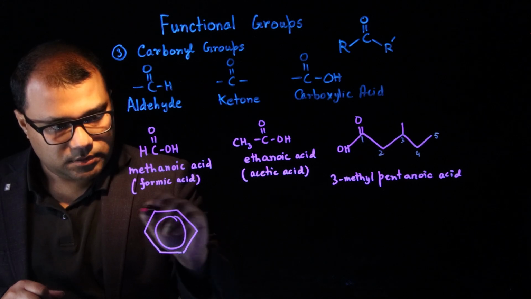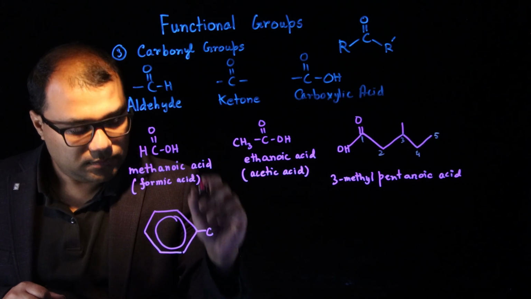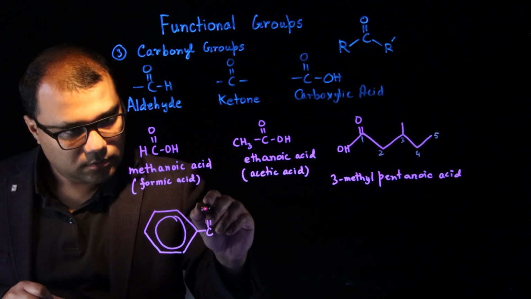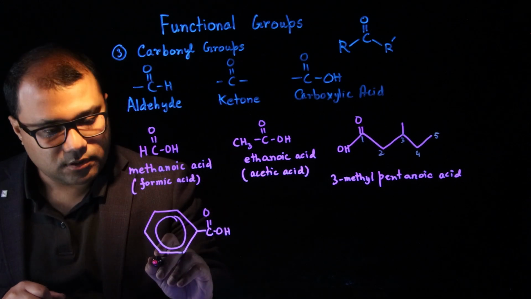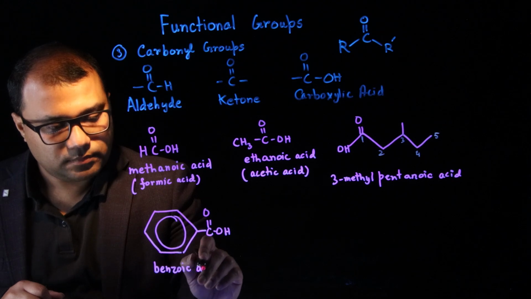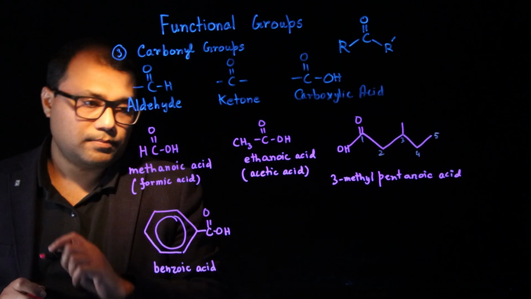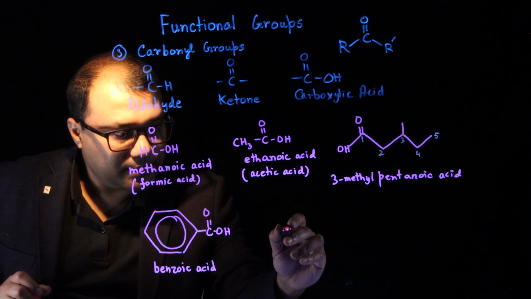Okay, let's take the example of benzene again. All double bonds represented like this. And then we have COOH. This is called benzoic acid. Okay, let's take one good example here.